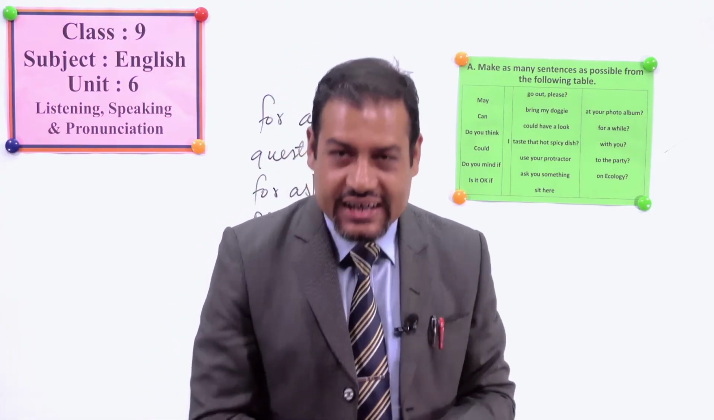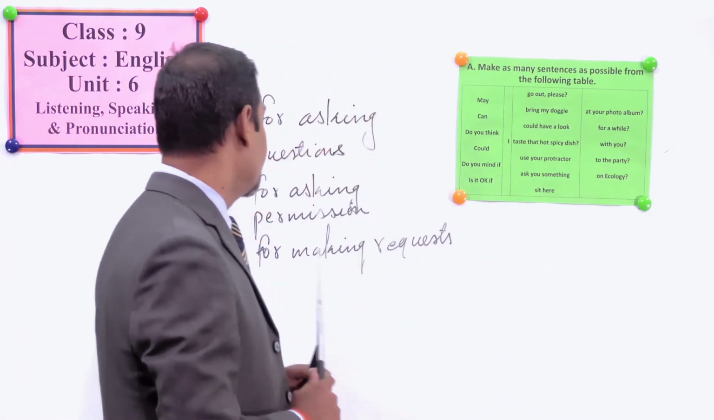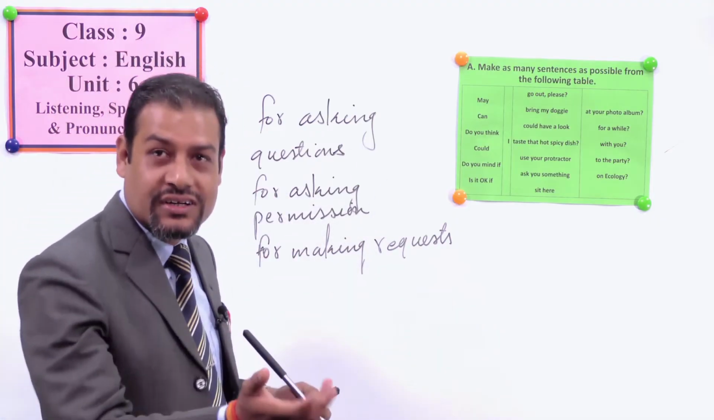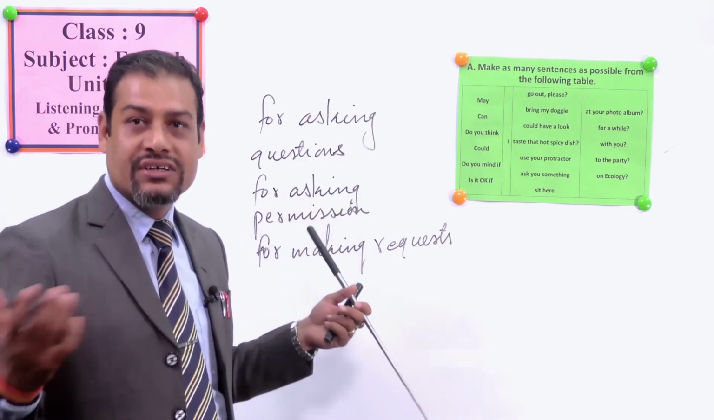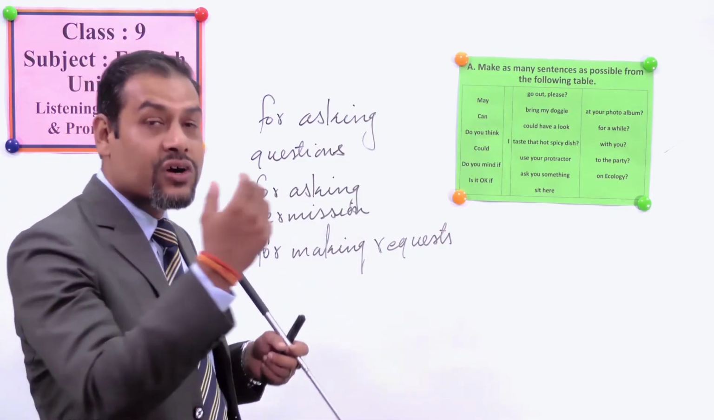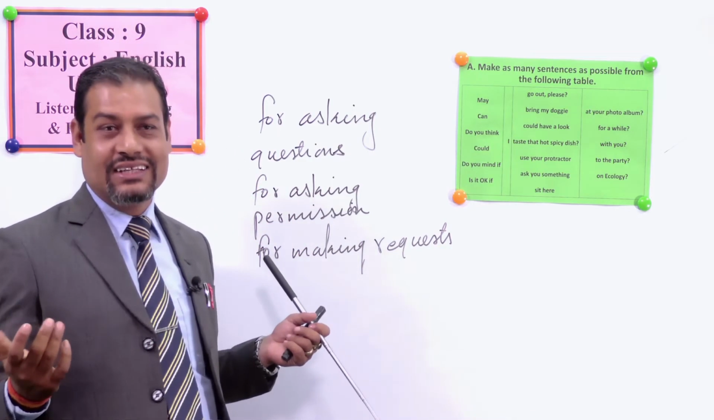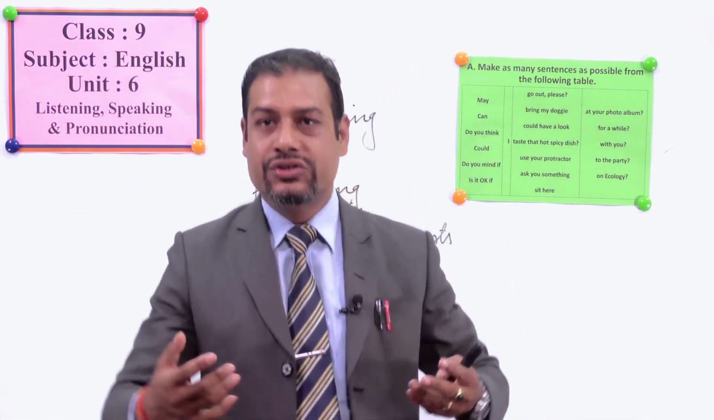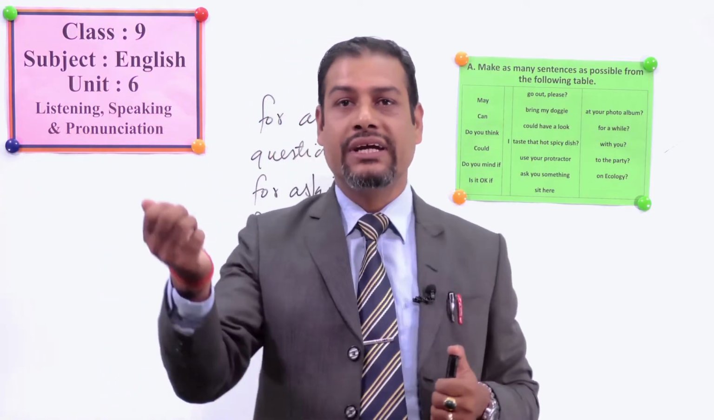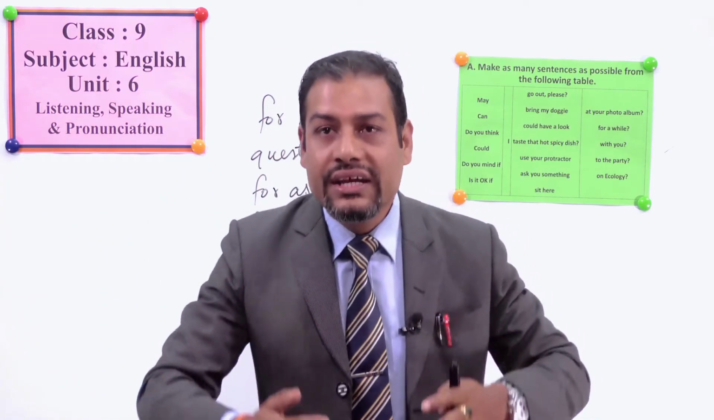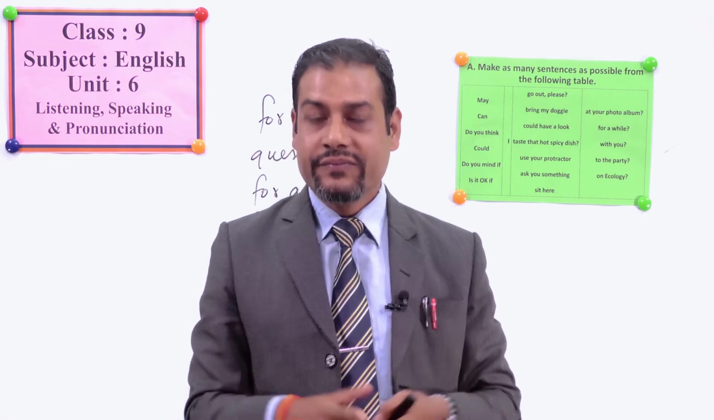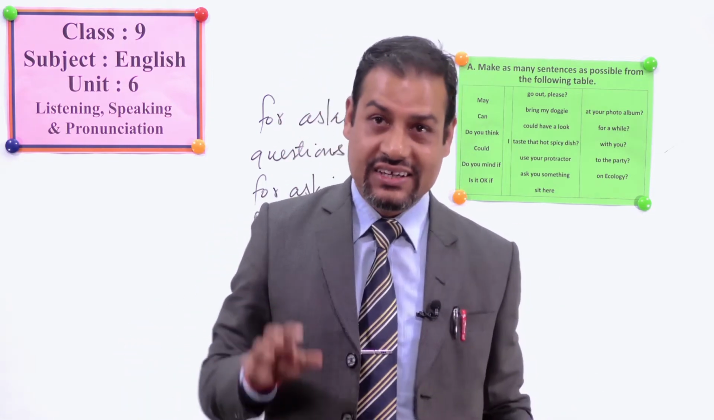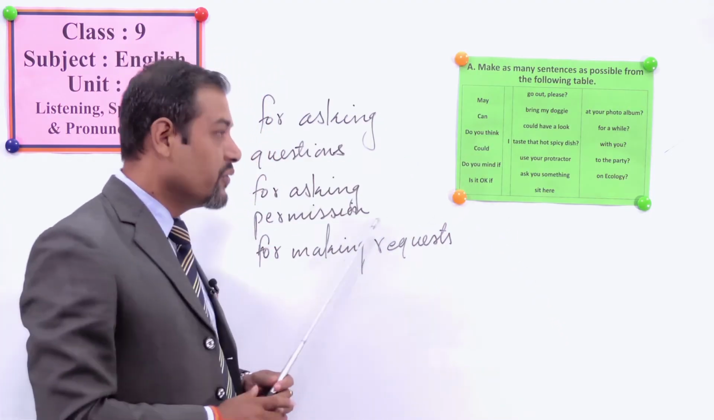Yes, you are right. We use this structure for asking permission. May I go to toilet, sir? You can say, May I go out, sir? You can say, Sir, can I drink water? That means for asking permission. If you want to do something, at that time you have to take permission first, and then only you can perform that activity. So is it clear, all of you? Try to understand, and you can note it down.